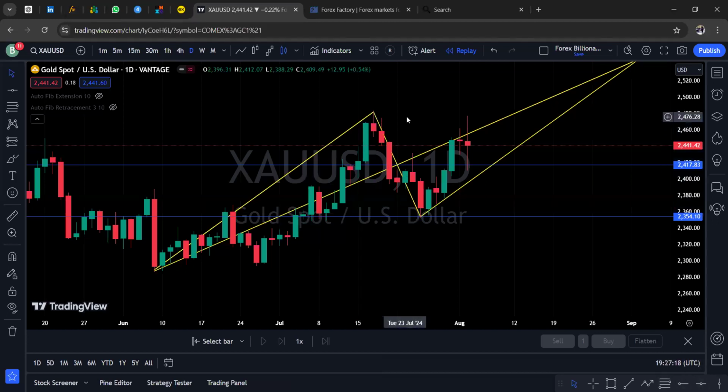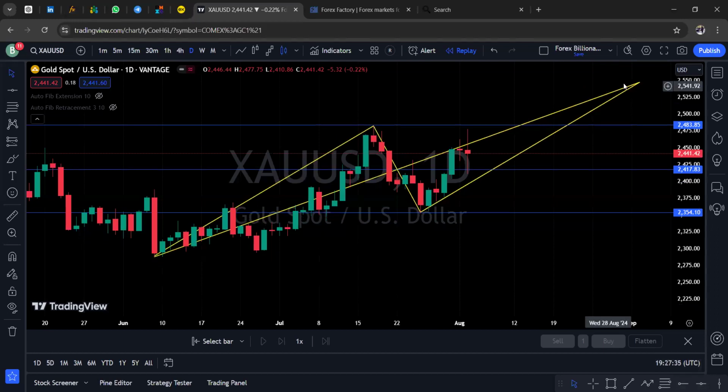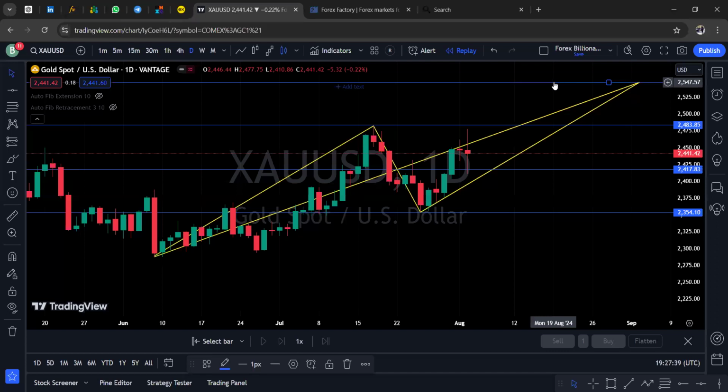And this is our TP1 here, 2483, even though price did not get there, but it's all right. It is still going to get there. And this is our TP2 up here, which is 2547. So now, when we drew this, this has not happened, okay?